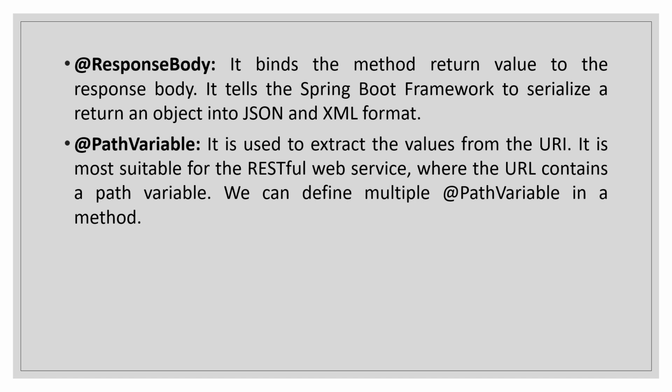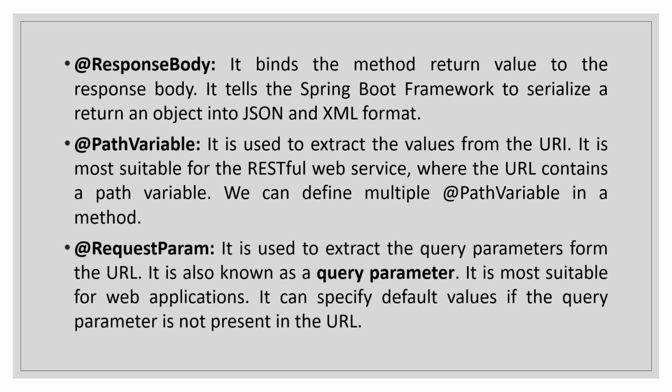So what is the @PathVariable annotation? It is used to extract the value from the URI. It is most suitable for RESTful web services, where URLs contain a path variable. We can define multiple path variables using @PathVariable in the method. The next annotation is @RequestParam. It is used to extract the query parameter from the URL. It is also known as a query parameter. It is more suitable for web applications. It can specify a default value if the query parameter is not present in the URL.